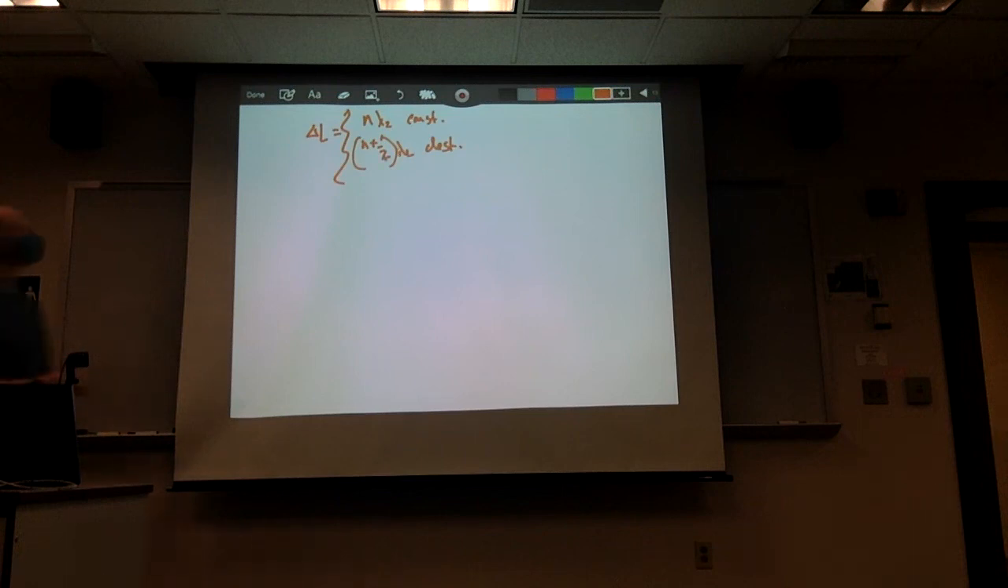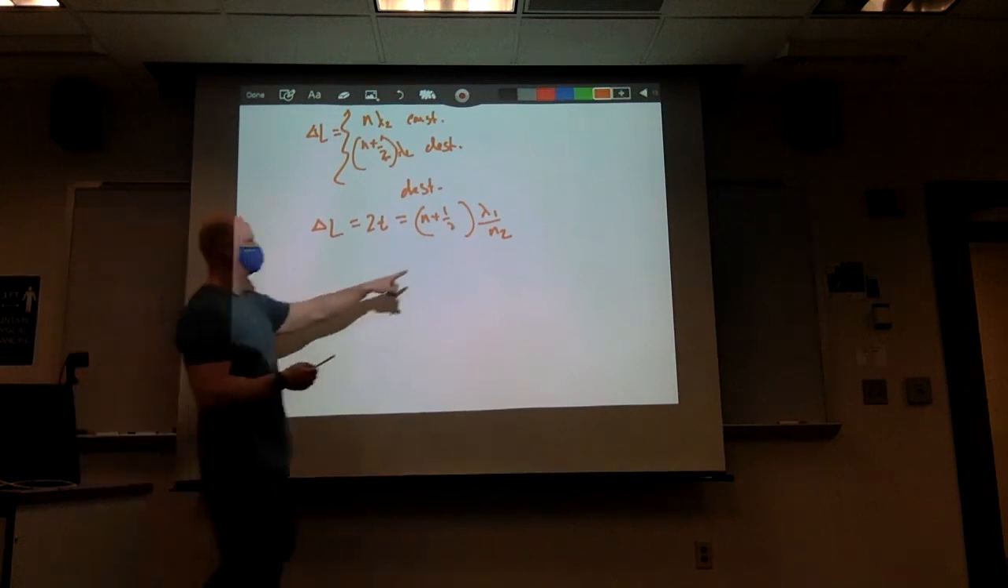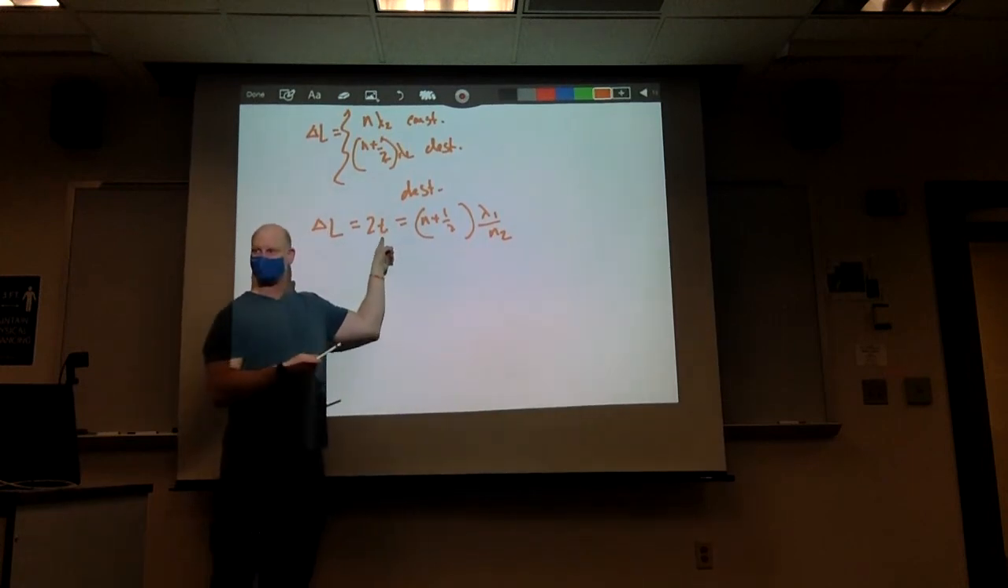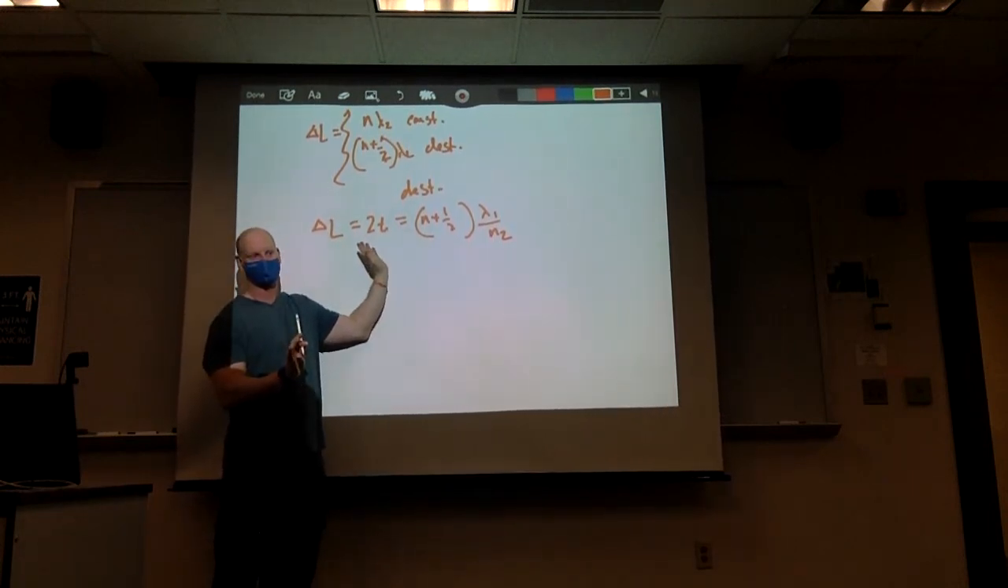Now, let's use the information that we know. We know that when this thing had destructive interference, it corresponded to a wavelength of 600 nanometers. So let's write that down. Our path length difference, which is twice the thickness of the acetone, is equal, for destructive interference, to n plus a half times lambda 1 divided by n2. Okay? Now from here, we know n2, we know lambda 1, but we don't know n. If we knew n, we could easily find the thickness of the acetone, but we don't know what n is.